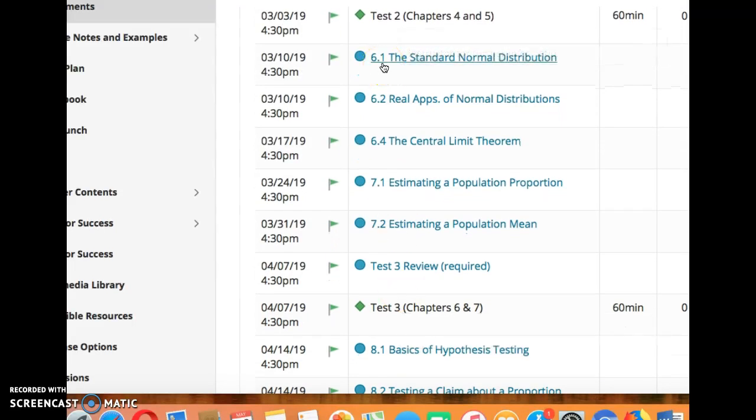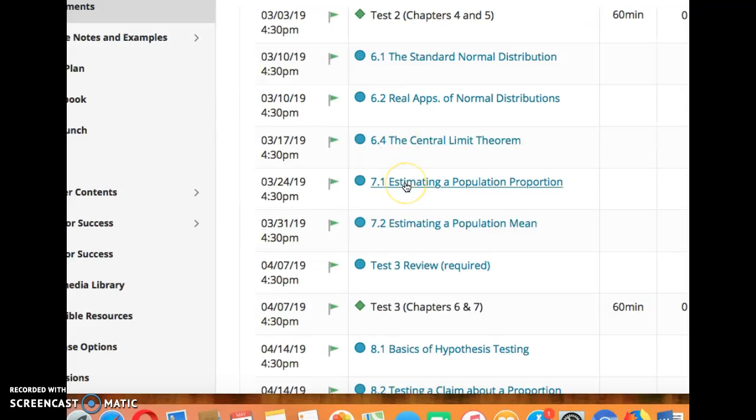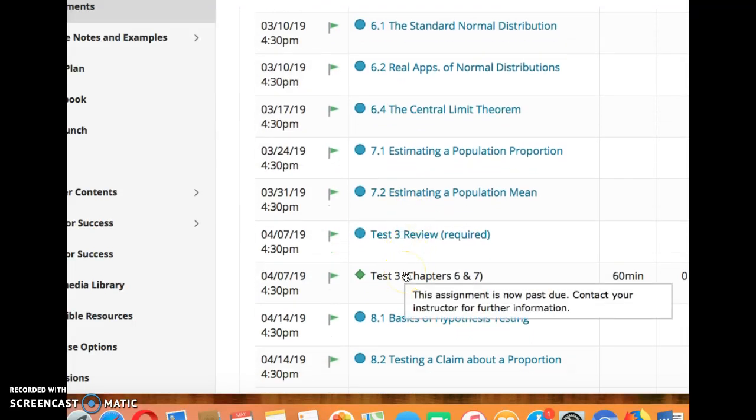And then moving on, Chapter 6 deals with the normal distribution. First, we start off with the standard normal distribution. Then from there, we move on to the non-standard normal distribution, which is where all of our applications occur. Then we discuss the wonderful central limit theorem in 6.4. And then Chapter 7 deals with estimating population parameters. First, we start off with the population proportion, trying to estimate that value, and then the population mean. Then we have Test 3, which covers Chapters 6 and 7.